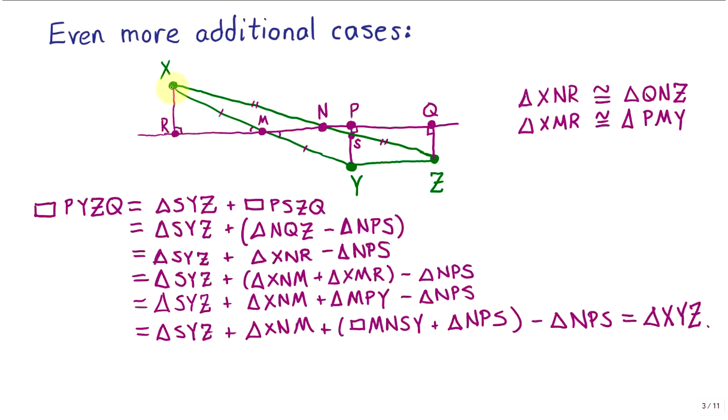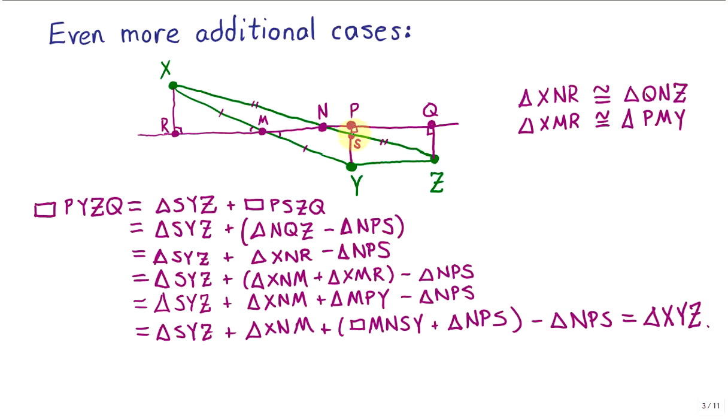Next, we'll consider the fifth case, which is the most complicated of all that we have to consider. In this case, this point P lies to the right of M and N. To show the triangle is equivalent by dissection to the quadrilateral, in this case we'll first start with this quadrilateral, PYZQ. We can write this as the union of two triangles, SYZ and PSZQ.